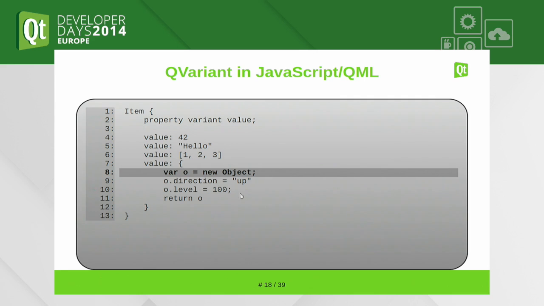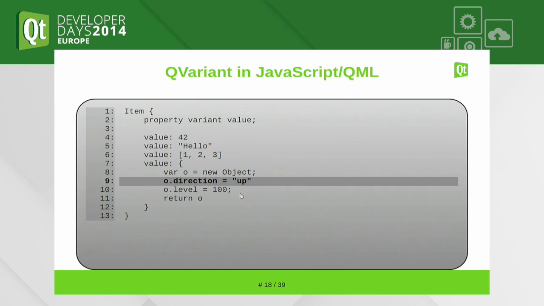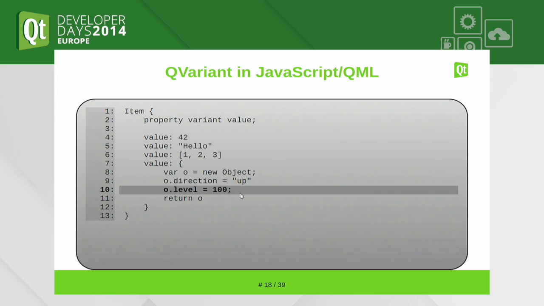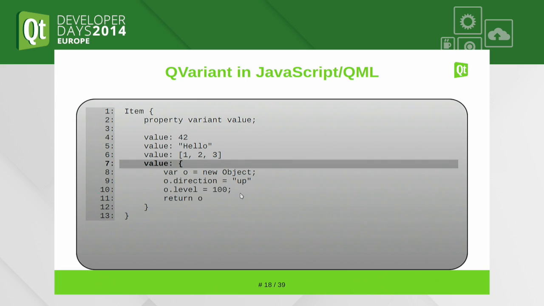It could be written with an object literal, but I'm doing it here for illustration. Creating a new JavaScript object, we're creating two new properties, one called direction, up, and the other level, 100. This could be an elevator. And then we're going to assign it to the value property. And when you read this thing from C++, you're going to get a QVariant map with two entries, one of them called direction and the other one level, and then those will be, again, pointing to QVariants, one with a string and one with a number 100.